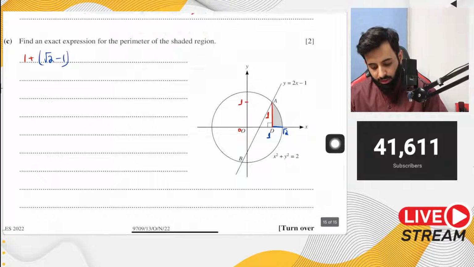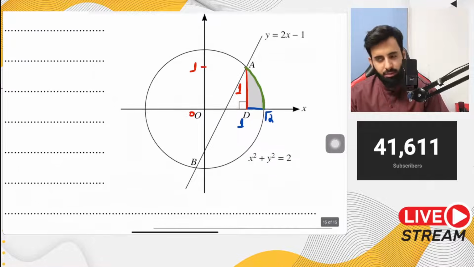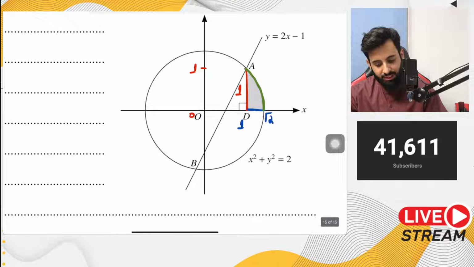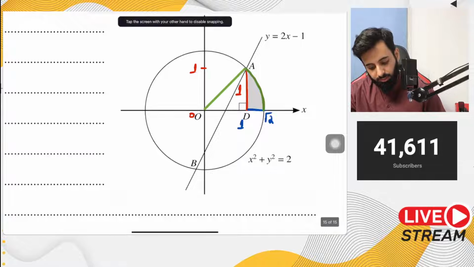Now comes the tricky length. The tricky length is actually the arc length. Now, to find the arc length, we need to first incorporate this in a sector. Now since this is a circle with center origin, I can do that very easily. This right here is our sector.